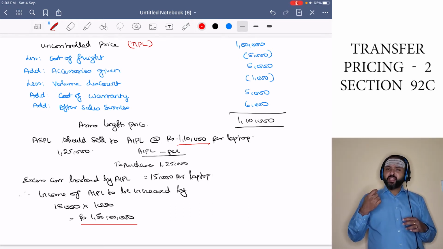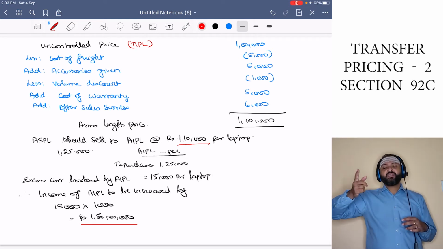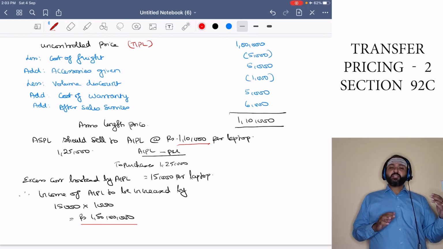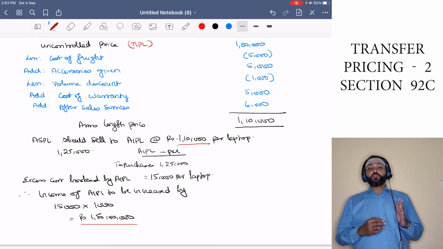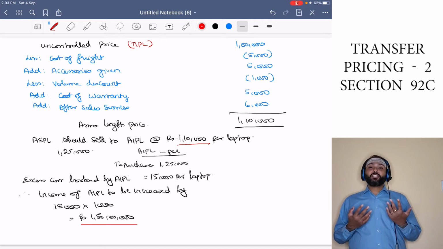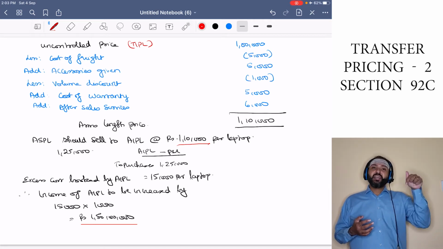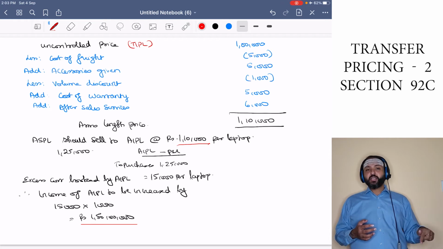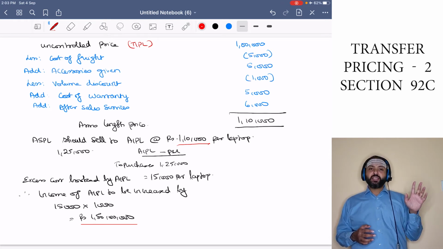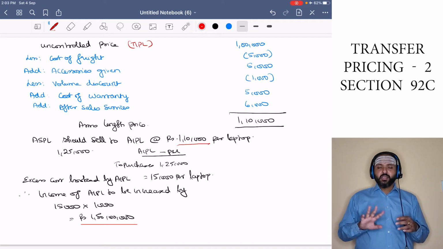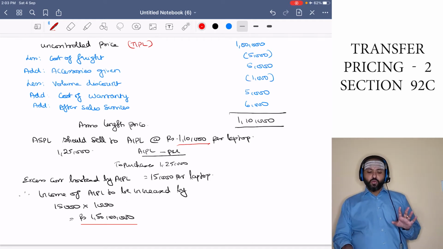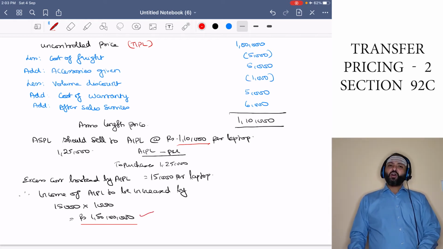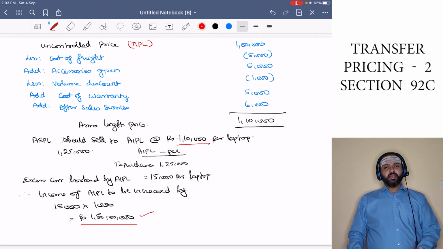After arriving at the arm's length price, we will compare it to the transactional price. The transactional price is 1,25,000, the arm's length price is 1,10,000. So for 15,000 rupees, there has been an overstatement of expenditure. Because of the overstated expenditure, India has lost revenue to that extent. So 15,000 into 1,000 will be the revenue that has to be given back to India. This will be the addition to income, on which tax will be paid. Is it clear, guys? So this is the comparable uncontrolled price method.